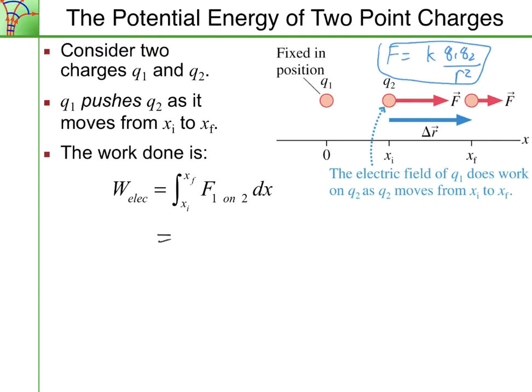So it's the integral from x initial to x final of K Q1 Q2 over r squared dx. I'm going to pull out the K, Q1, and Q2, because they don't matter. We're using x instead of r in this case, so it's the integral of 1 over x squared. What's the integral of 1 over x squared with respect to x?